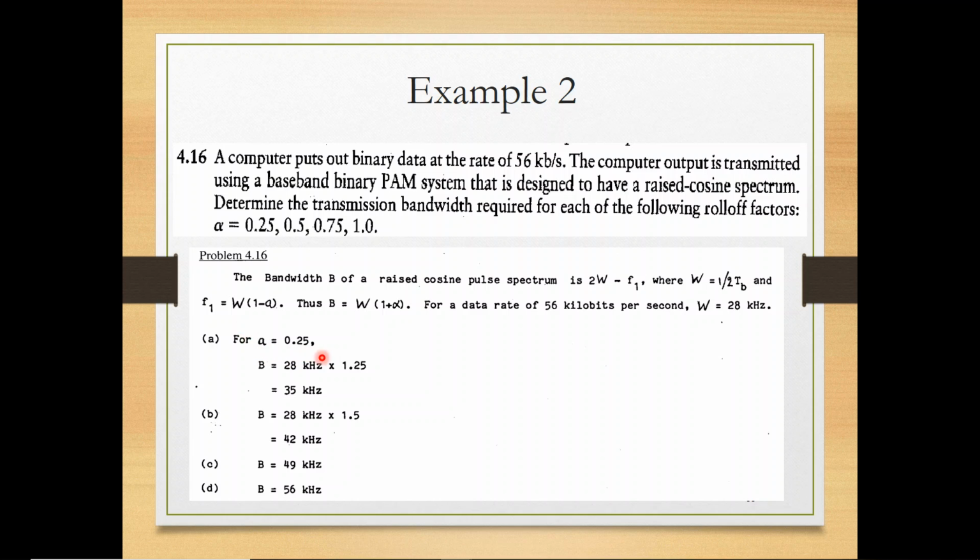Now, for different alphas, the transmission bandwidth changes. For example, when alpha is 0.25, you get 35 kilohertz. As you increase alpha, the transmission bandwidth increases. When you decrease it, the transmission bandwidth decreases.